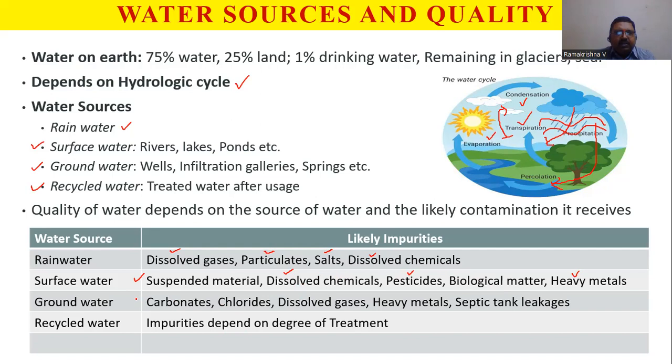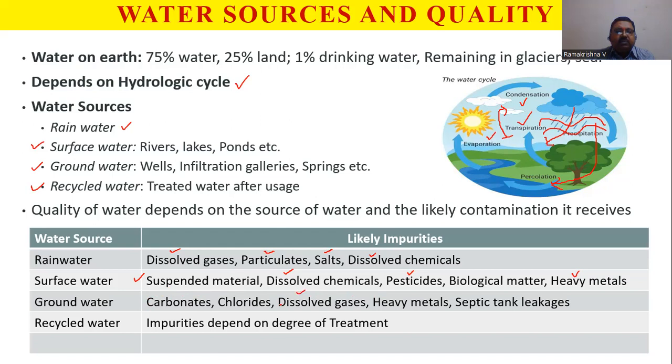suspended material because it's directly filtered into the groundwater. The most important thing is water that has percolated into the ground. So mainly it is the chemicals, inorganic as well as organic chemicals, like carbonates, chlorides, heavy metals, and also dissolved gases.